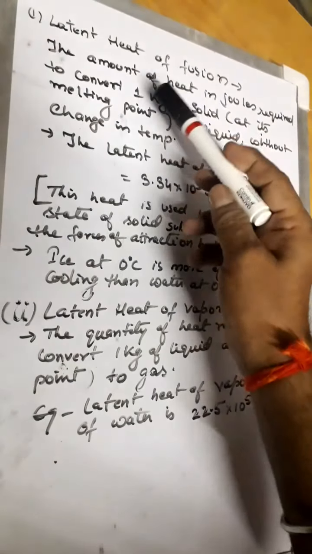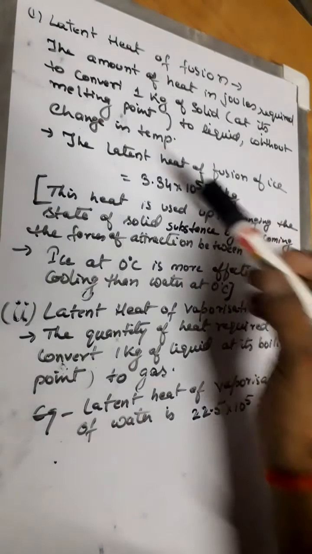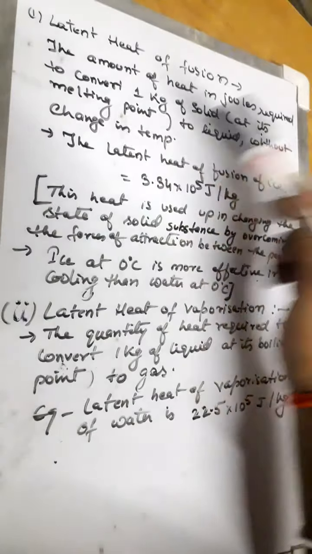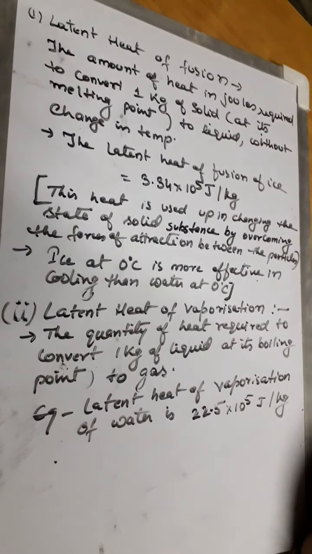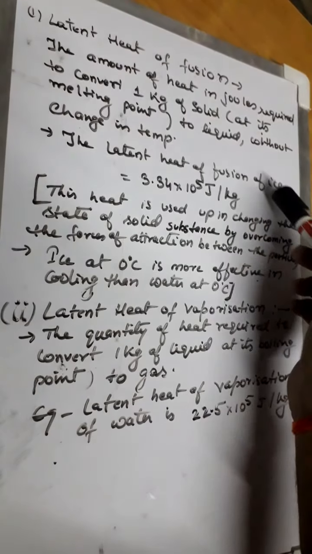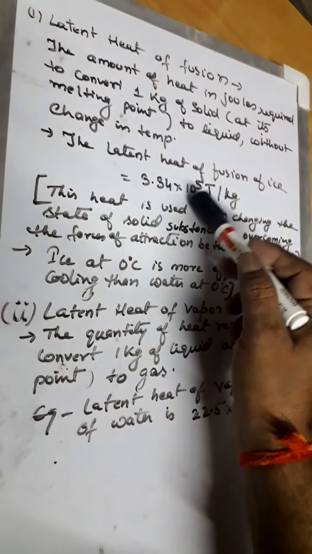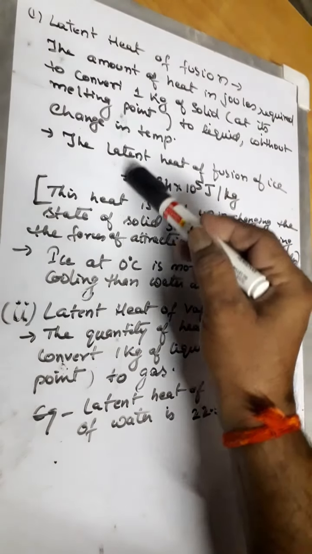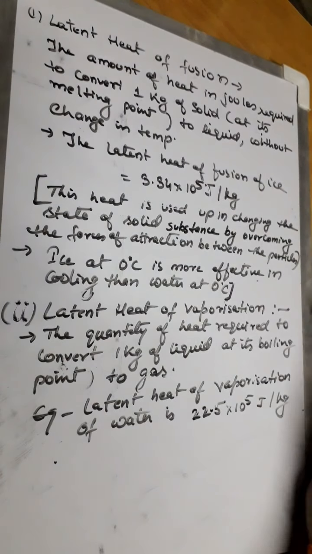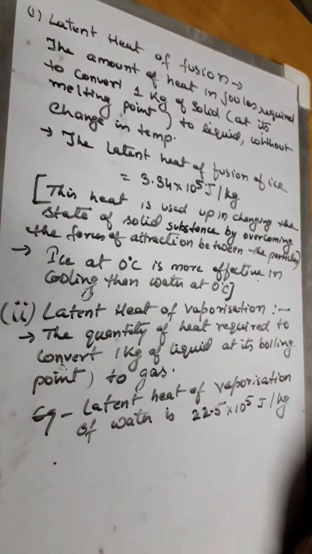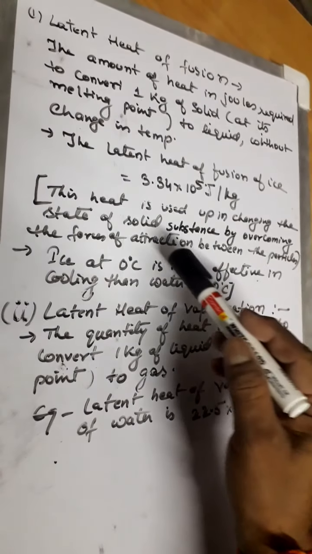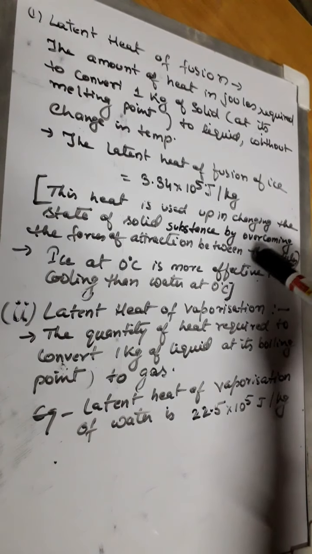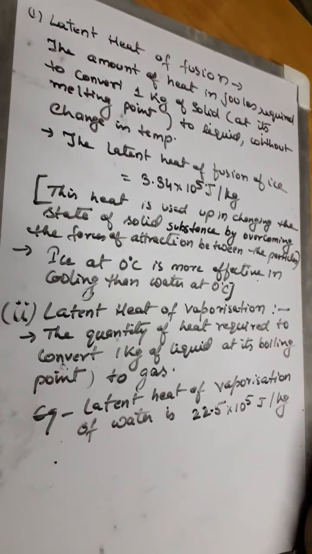What is latent heat of fusion? The amount of heat in joules required to convert 1 kg of solid at its melting point to liquid without change in temperature is called latent heat of fusion. For example, the latent heat of fusion of ice is 3.34 into 10 to the power 5 joule per kg, means 1 kg of ice requires this amount of heat to convert it into liquid or water without changing the temperature. That's why ice at 0 degree Celsius is more effective in cooling than water at 0 degree Celsius.